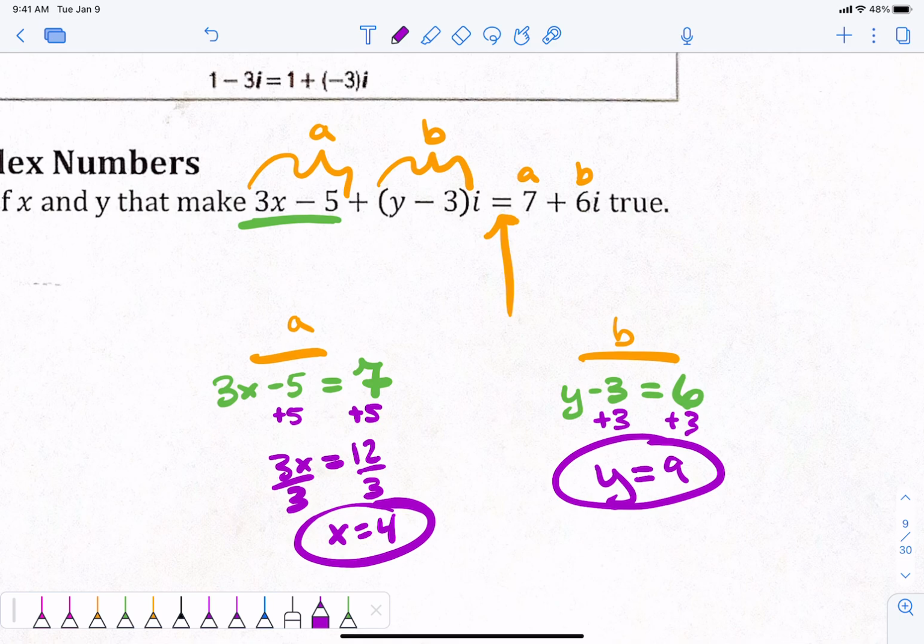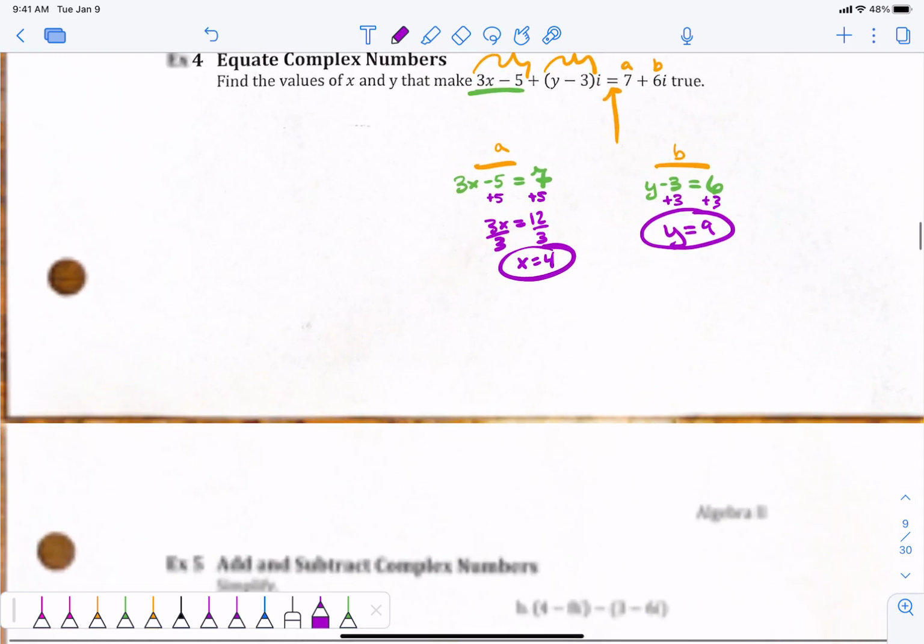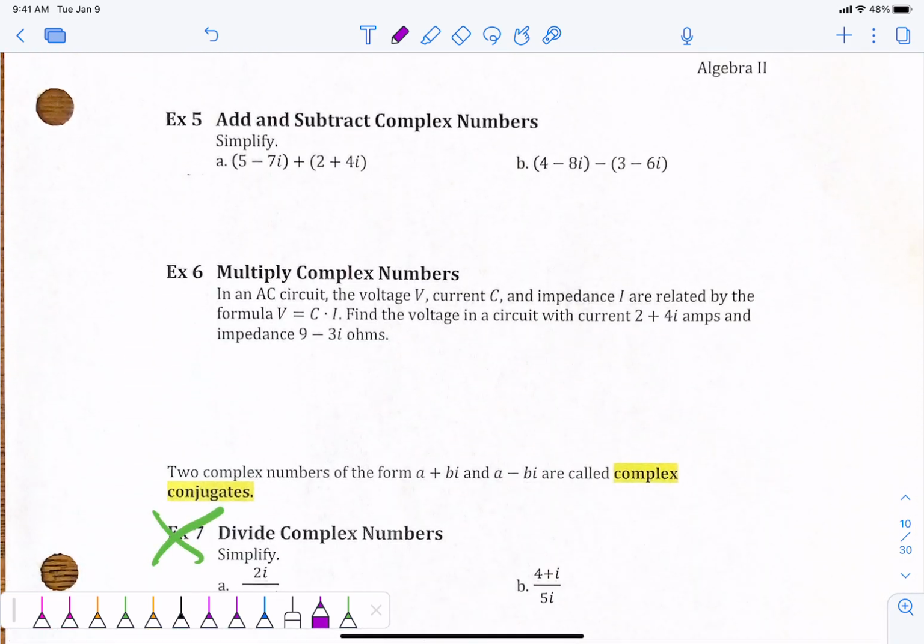So you don't worry about keeping the i's in there? No, we don't care. All right, on the back side, we have 3 more problems left.